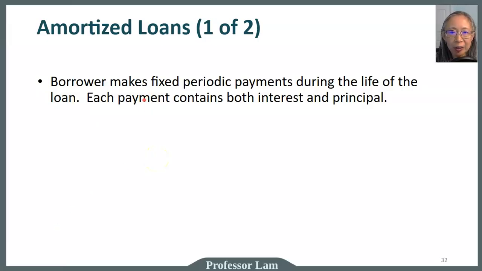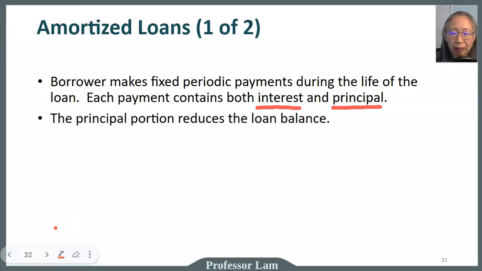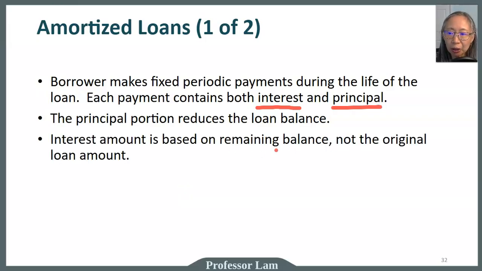The most important characteristic of an amortized loan is that each payment has two components, an interest component and a principal component. The principal component will reduce the loan balance, and the interest amount is computed based on the remaining balance, not the original loan amount. That is why you will be able to pay off the entire loan during the life of the loan. To understand how you can reduce the loan amount by making these payments, let's look at the amortization schedule.